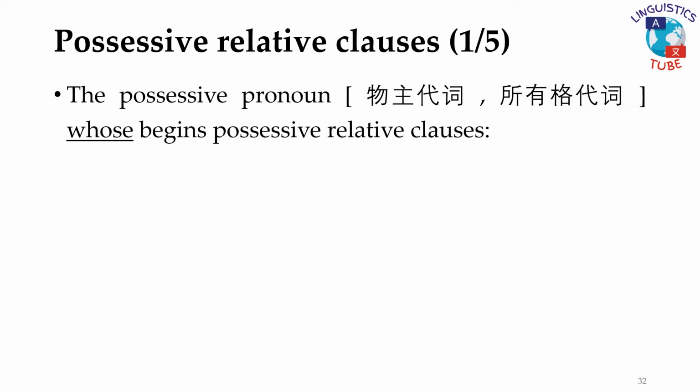English has several possessive pronouns. There are different types depending on the grammar of the sentence. The most common are mine, yours, his, hers, ours, yours, theirs. However, whose is also a possessive pronoun. This is the only possessive pronoun that can begin a relative clause.